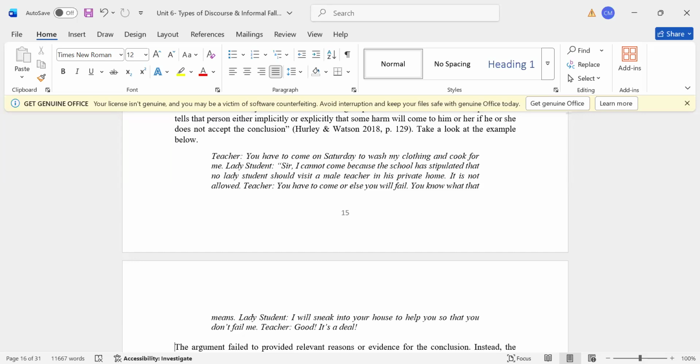The teacher has discarded the relevance of the facts and struck fear in the student to be able to get a certain conclusion. The teacher was not focusing on the school having stipulated that female students should not visit a male teacher. He's focusing on how to use threat as a means to get the student to come. When an argument is constructed this way, it is an appeal to force.